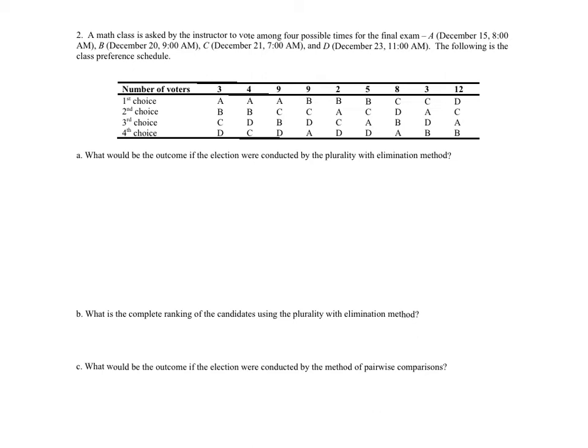So this starts like plurality, count first place votes. So A has 3 plus 4 plus 9, that's 16. B has 9 plus 2 plus 5, that's 9, 10, 11, 16. And C has 8 plus 3, 11. And D has 12 first place votes.